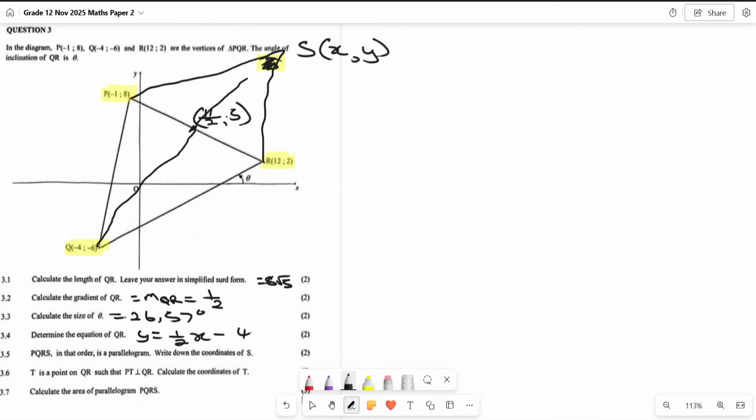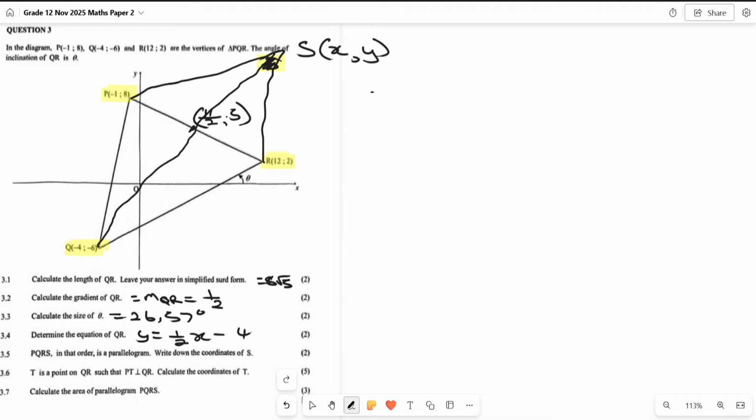if you do this, it means that this part here is equal to that part. You guys should know parallel, you should know properties of quadrilaterals, right? You should know that. So now we have the midpoint. We need to find the other point over there. So if we have the midpoint, let's focus on the x values first.